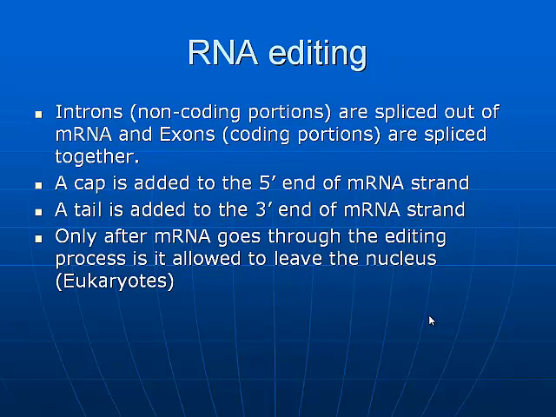A cap is then added to the 5' end of the mRNA strand, and a tail is added to the 3' end of the mRNA strand. Only after mRNA goes through these editing processes is it allowed to leave the nucleus for eukaryotes. This means that RNA basically has to go through a maturing process before it can leave the nucleus and begin translation.